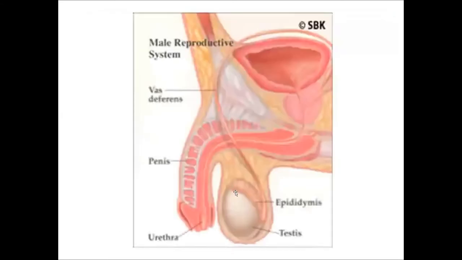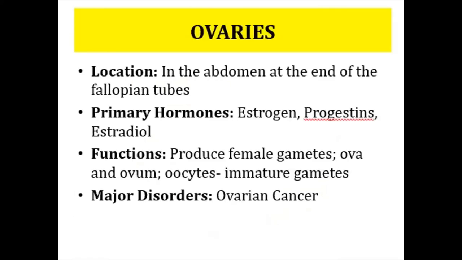In the scrotum is located the testis, an internal genital organ in a male. And the ovary in a woman has genital and endocrine function too. Ovaries are located in the abdomen at the end of the fallopian tubes. Primary hormones: estrogen, progestins, and estradiol. Function: produce female gametes, ova, oocytes. Major disorders: ovarian cancer.